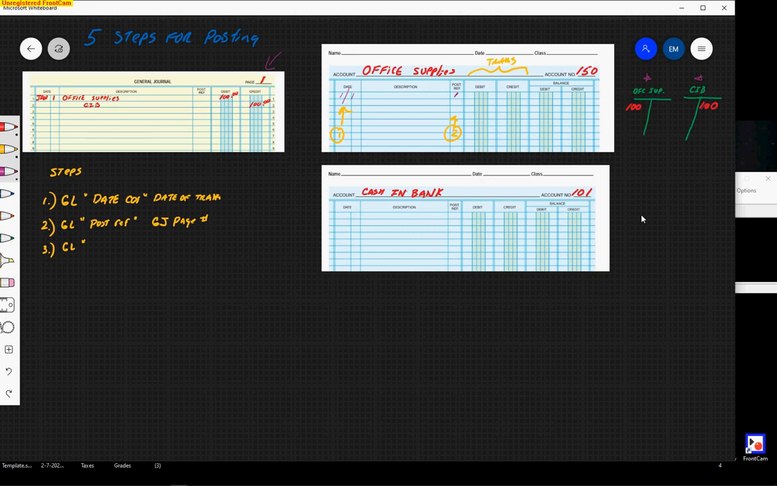What is the transaction? $100 debit. Well, okay. So that's the debit or the credit. And we're going to take that, we're going to put the $100 in the debit column.